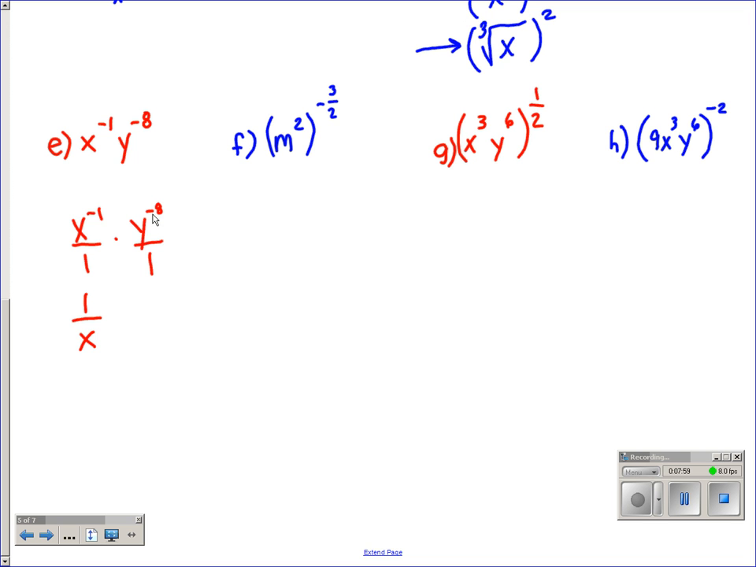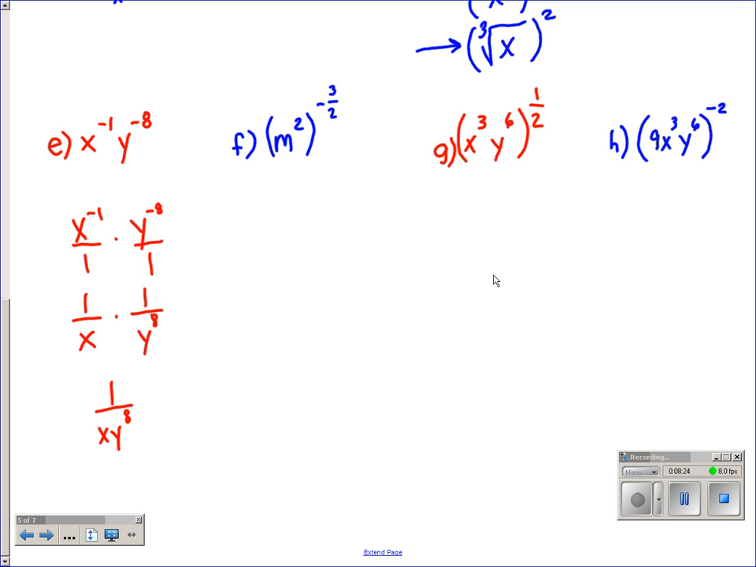Same thing with y to the negative 8th. This is like saying we're dividing by y 8 times. So this is 1 over y to the 8th power. When we multiply our two fractions together, we should end up with 1 over xy to the 8th power.